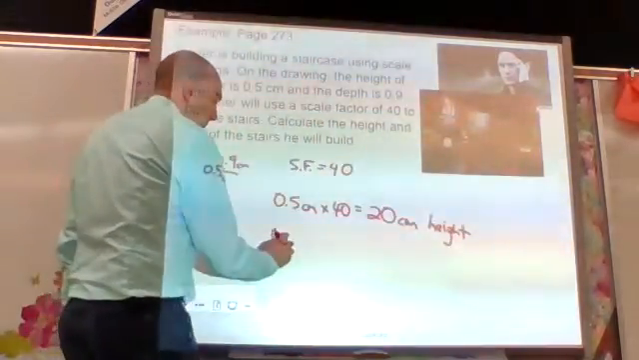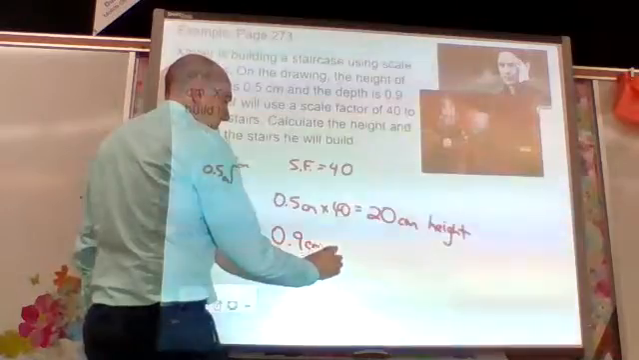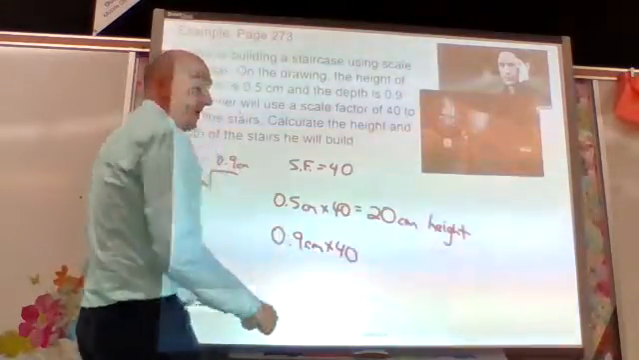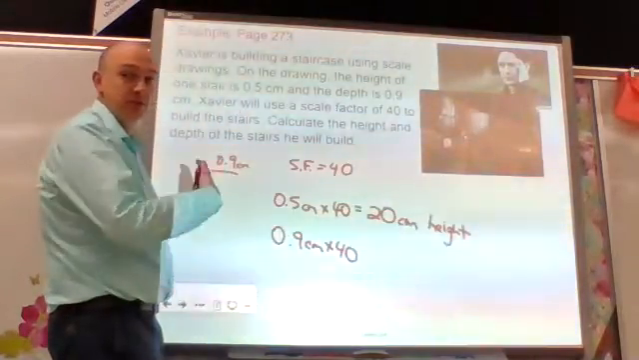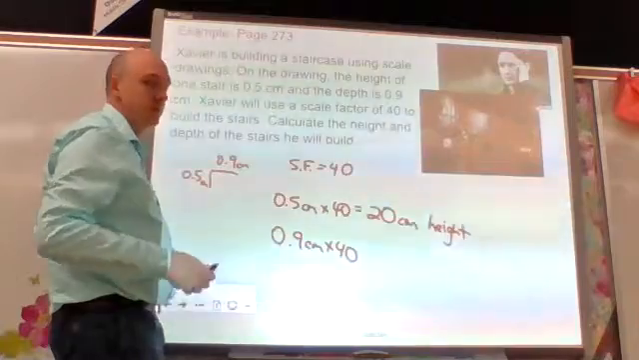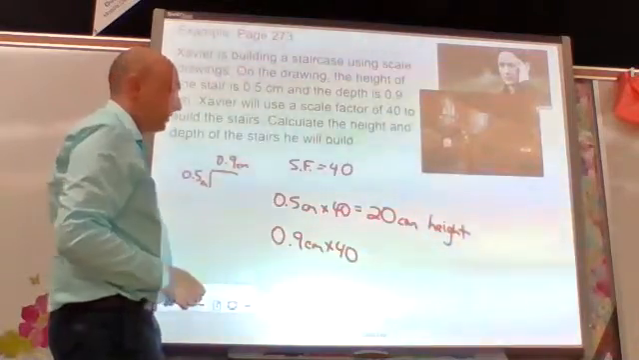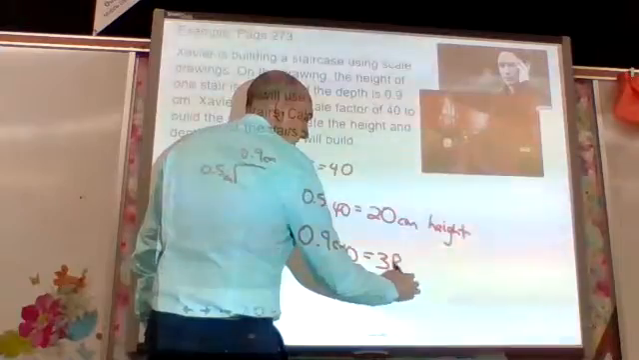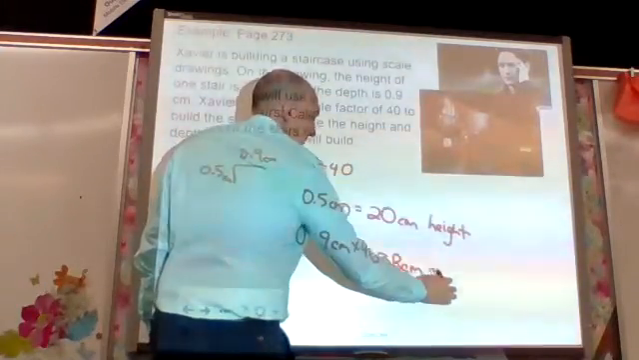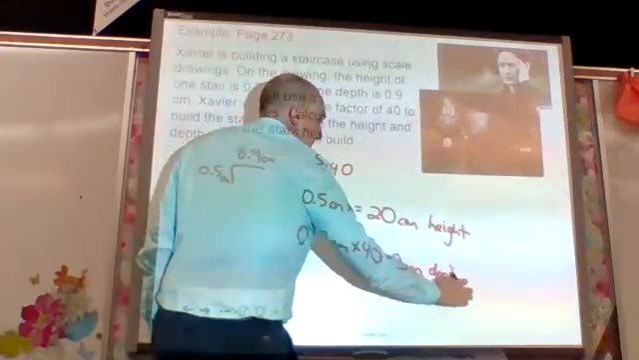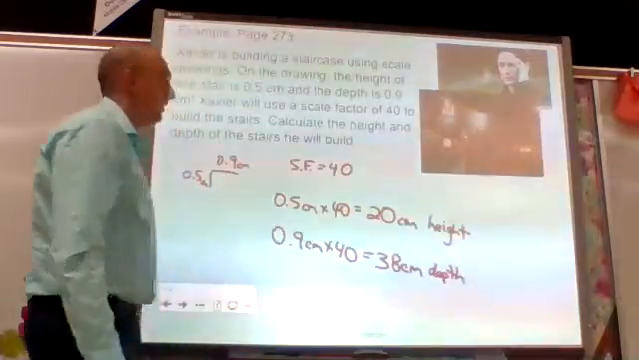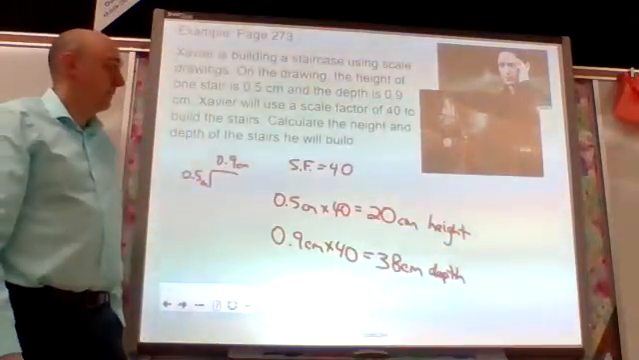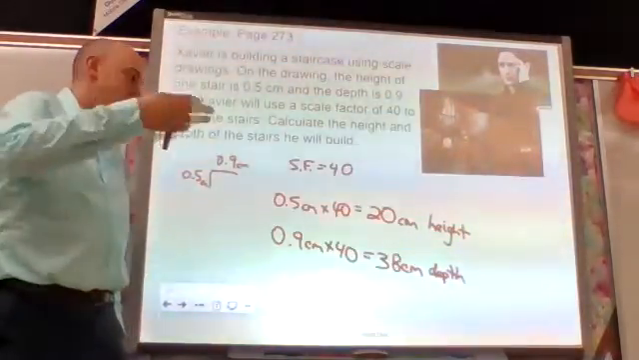Similarly, we take 0.9 centimeters times 40. Like, okay, I used the word similarly there because we're talking about similar figures. Just a little bit of a math joke. 0.9 centimeters times 40 is going to be 38 centimeters in depth. That's the height and depth of each stair in his staircase.